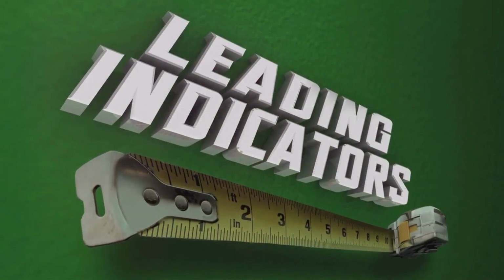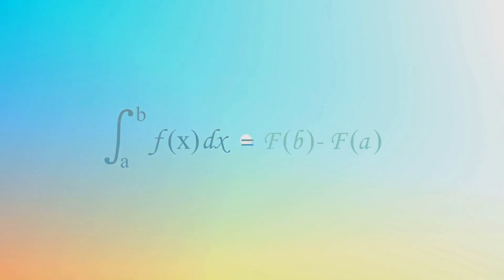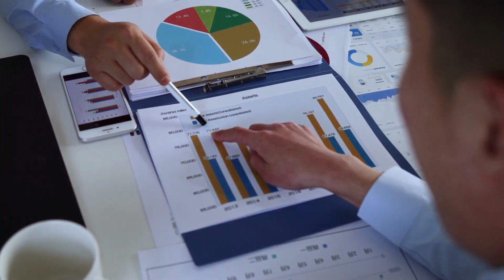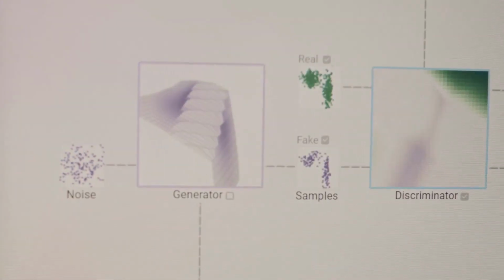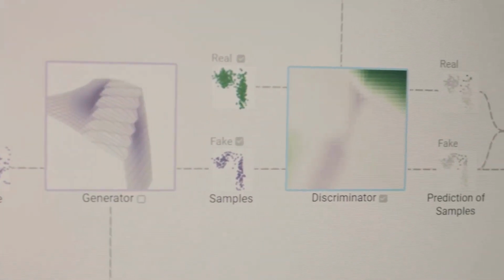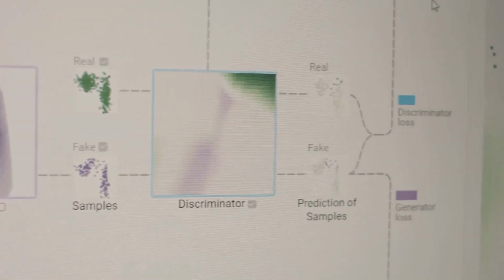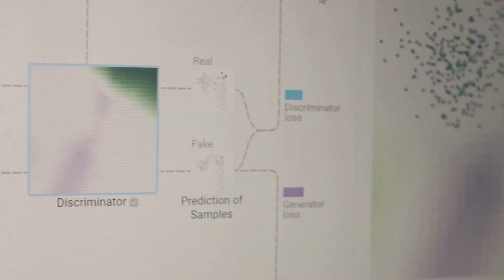Step 3. Use statistical measures. There are several statistical measures available to assess the goodness of fit. R-squared, also known as the coefficient of determination, is one of them. It represents the proportion of variance in the dependent variable that can be predicted from the independent variable.